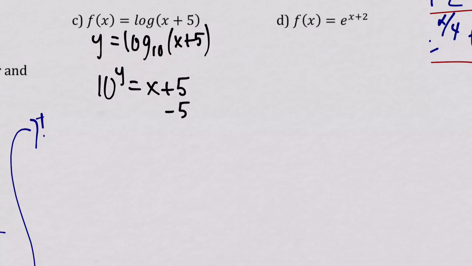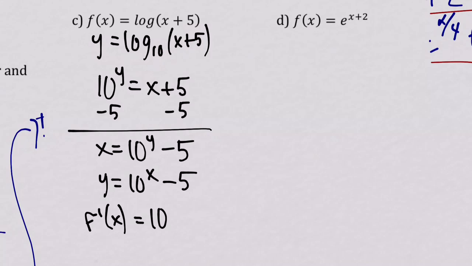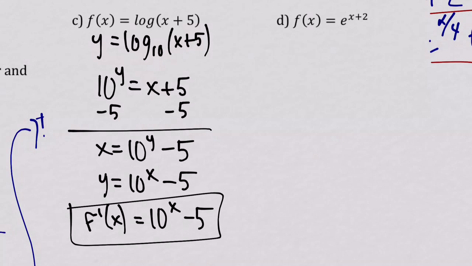Next, subtract 5. So x equals 10 to the power of y minus 5. And flip the x with the y, so y equals 10 to the power of x minus 5. And I haven't been doing it in the other ones, but change the y to f inverse so that we know it's the inverse. And there you go.